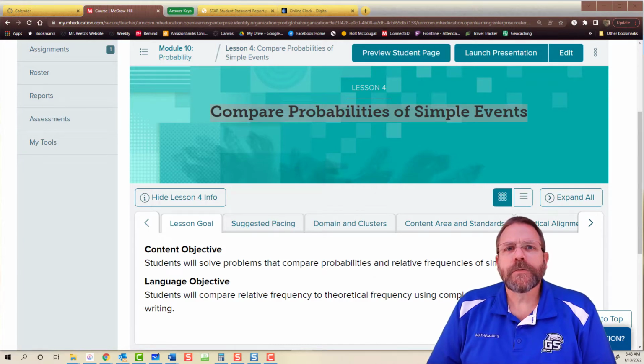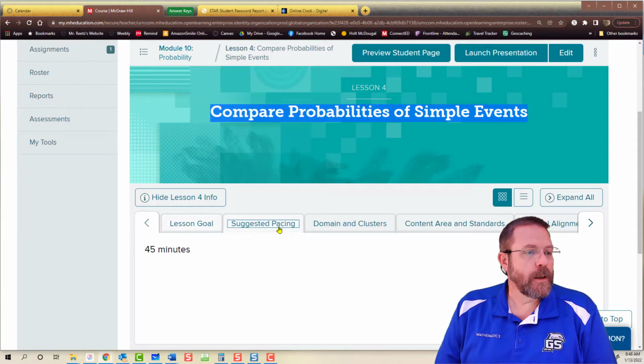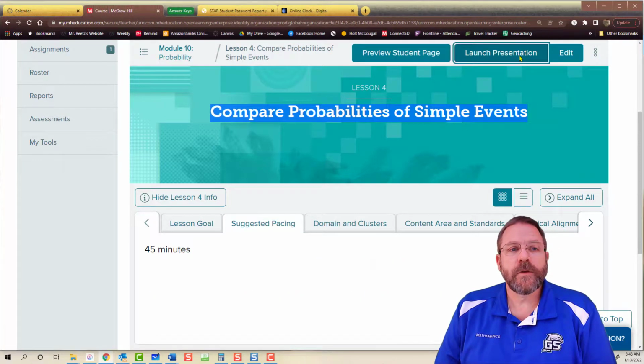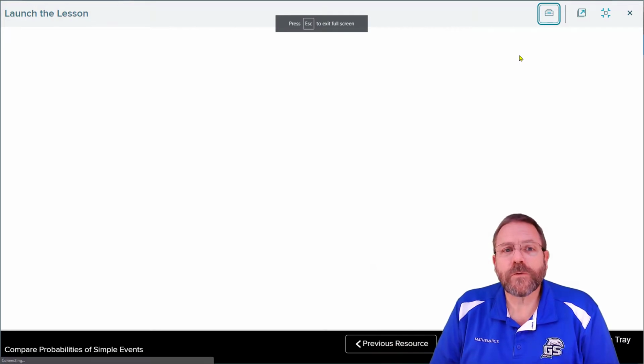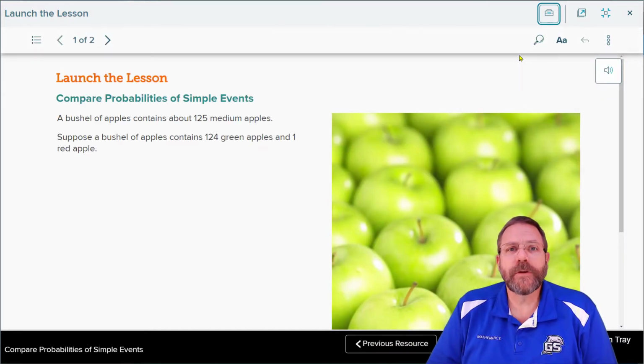Module 10, Lesson 4 covers comparing the probabilities of simple events. The pacing guide claims this is going to be a one-day lesson, and I believe there's only 9 resources shown in here, so fingers crossed we're going to knock this out in a single video.